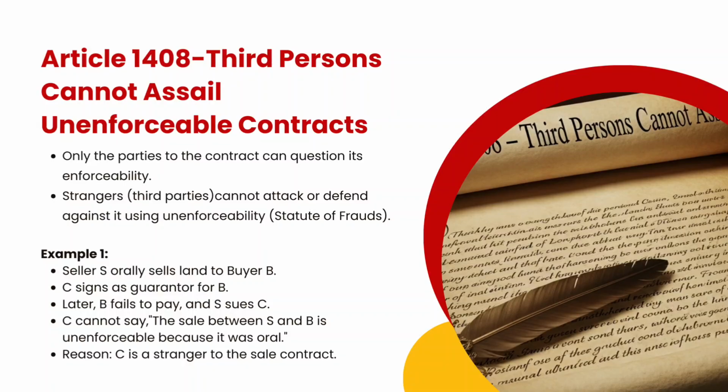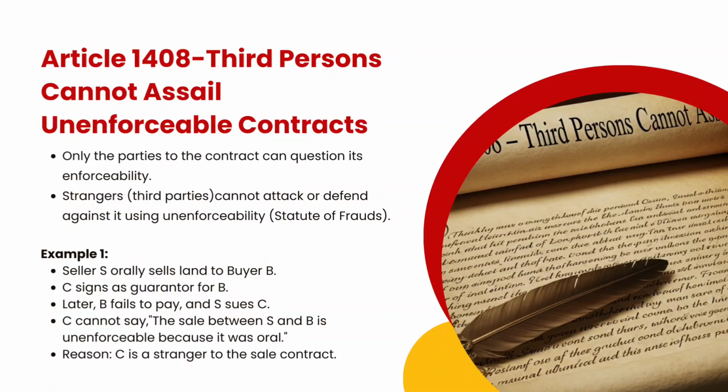Article 1408. Unenforceable contracts cannot be assailed by third persons. Right of third persons to assail an unenforceable contract. Strangers to a voidable contract cannot bring an action to annul the same. See Article 1397. Neither can they assail or question a contract because of its unenforceability.